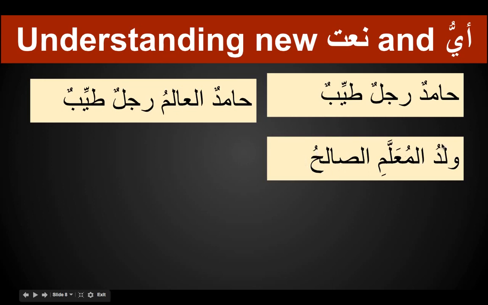So here waladu has got dhamma. So it's representing waladu. This naat is for waladu. So it means salih means righteous. The righteous boy of the teacher.